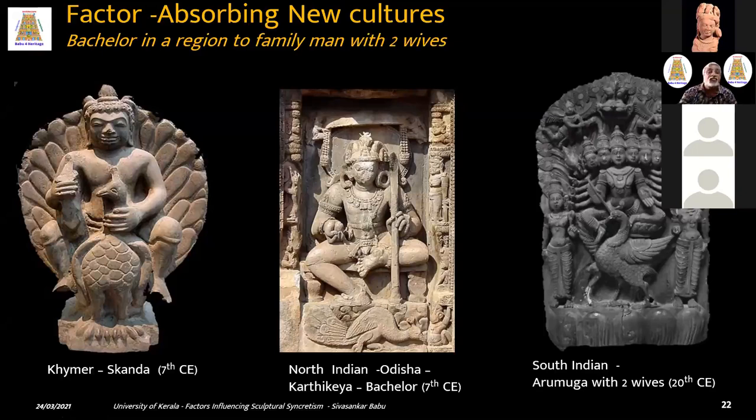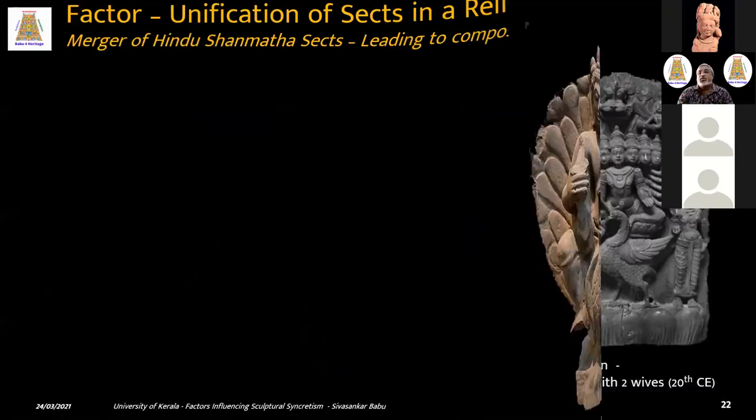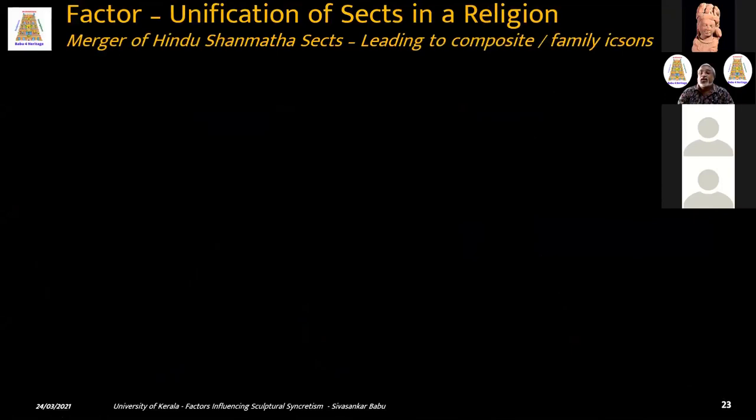The other factor is the unification of sects into religion. There are many groups. The first we saw is that the same god in different roles leads to different gods or different icons. This is one way of expansion. Now this is a consolidation where you have multiple gods, and then we try to bring them together into a common form and a common worship. So one example is the Hindu Shanmata concept, where we had 6 separate gods. And over a period, everybody is fighting, trying to see that my god is the big one, and just trying to pacify and unify them.